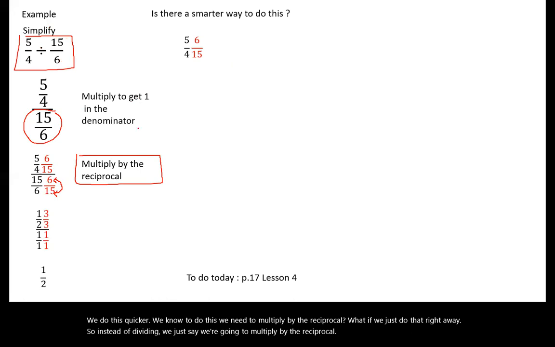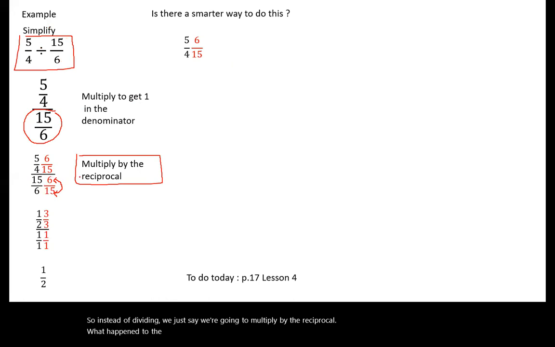What happened to the bottom? Well, we know the bottom's 1, so why bother doing it? And then this is just much quicker. Then you get to the reducing stage a whole lot faster. And that will give us a 2 and a 3. And we get a half times 3/3, and that's just 1. So final answer, a half.